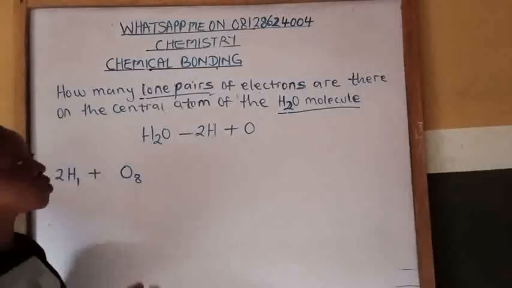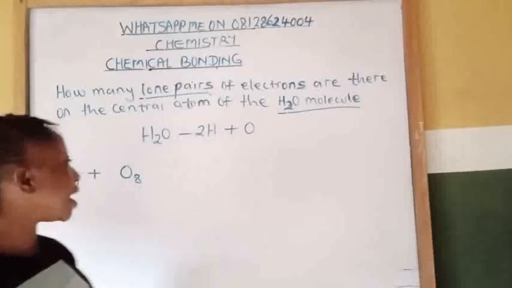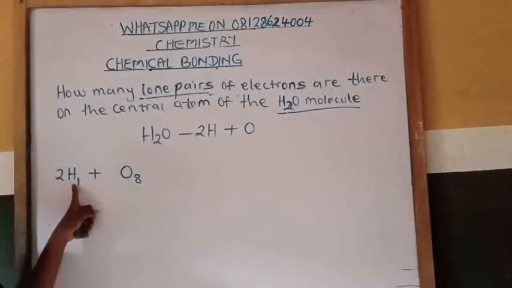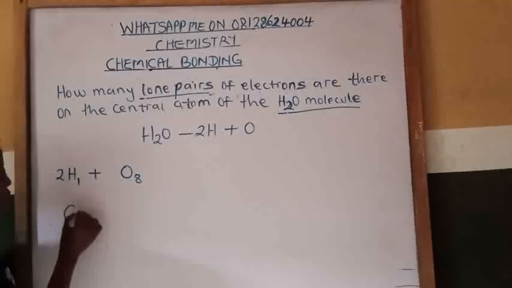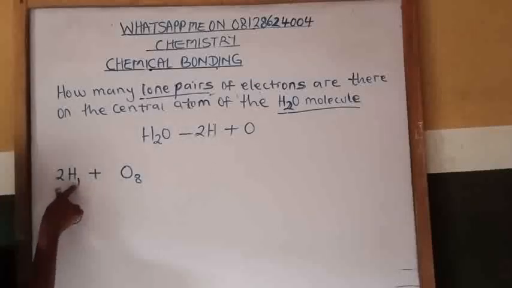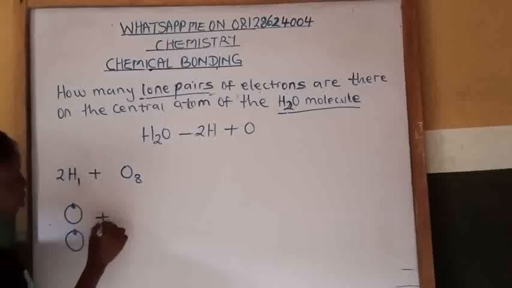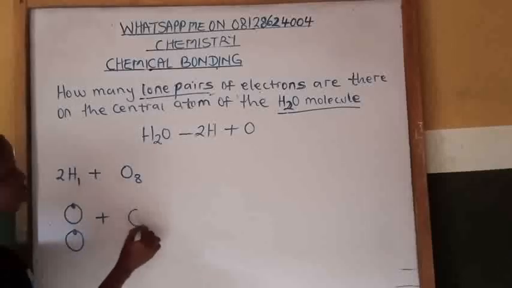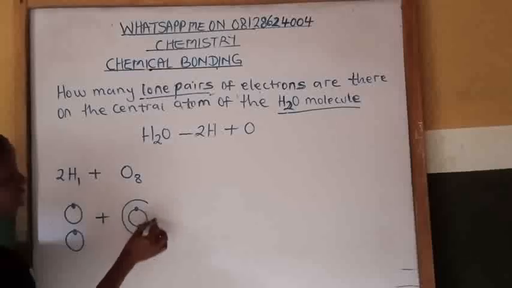Then we should not forget that covalent bonding has to do with sharing of electrons between non-metal and non-metal. Hydrogen is a non-metal, oxygen is a non-metal. So the electronic structure of hydrogen will be in this form. This one represents an electron. Then we have two atoms of hydrogen, so I'm going to draw two structures of hydrogen, plus the structure of oxygen. The first shell will carry a maximum of 2 electrons. Then out of 8 electrons, the second shell will carry 6.